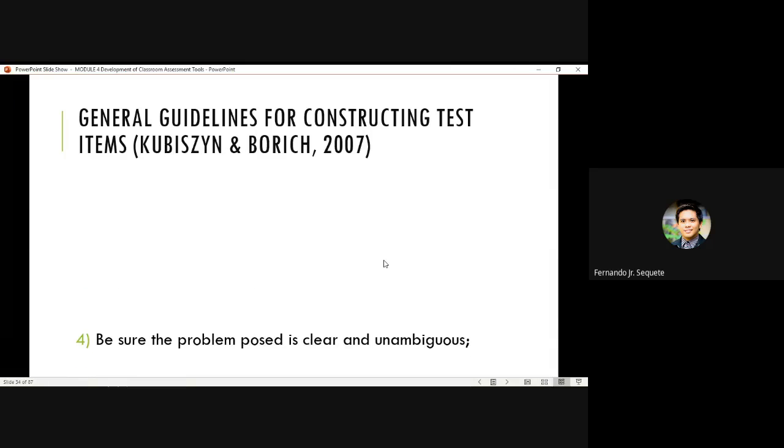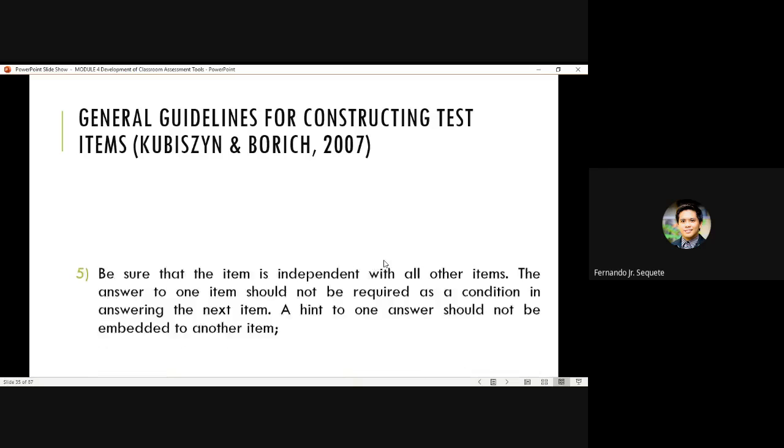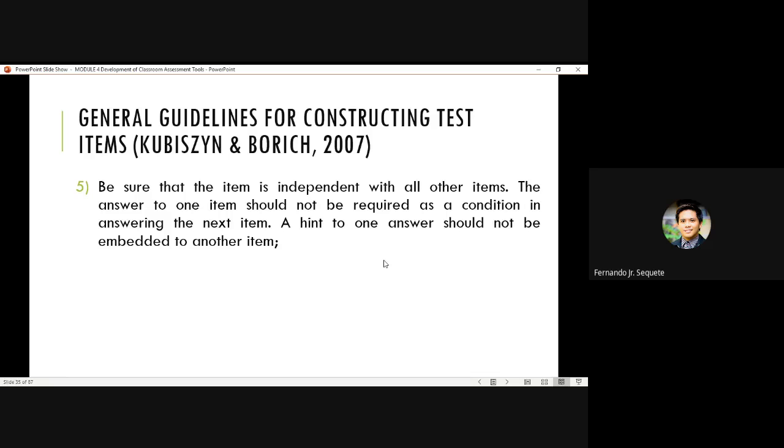Number four, be sure the problem posed is clear and unambiguous. When we say ambiguous, very vague, hindi klaro. So that is why if you have a problem set, if you have a problem, it should be clear and concise. Do not use very complicated words. You just have to use very specific and very clear, very common words yung gagamitin natin. Number five, I think we still have. Yes. Number five, be sure that the item is independent with all other items.